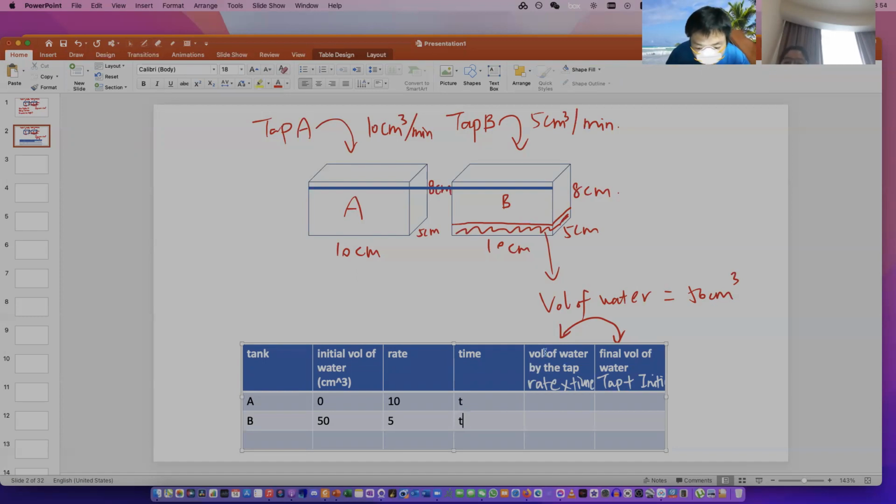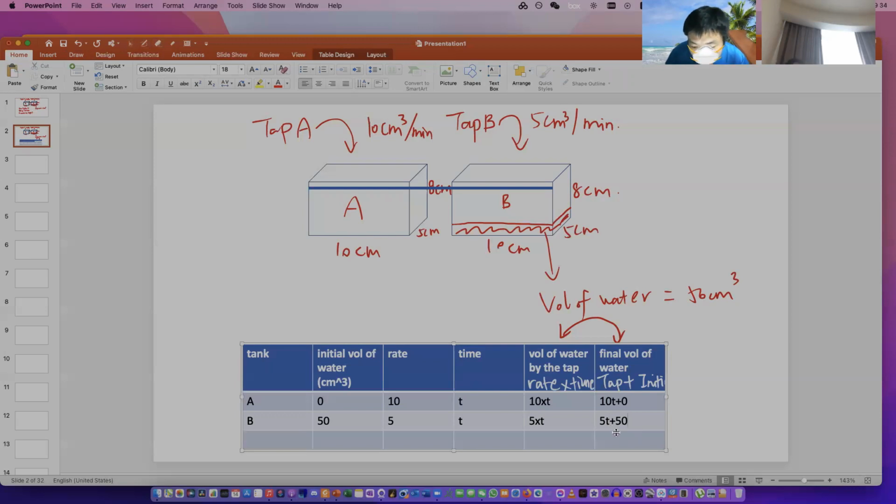Now, the volume of water from tap A is given by 10 times T. For tank B, the volume of water from tap B is 5 times T. With this, I think you can find the final volume of water. For tank A it is 10T plus initial, and in this case the initial is 0. And for tank B it is 5T plus 50.